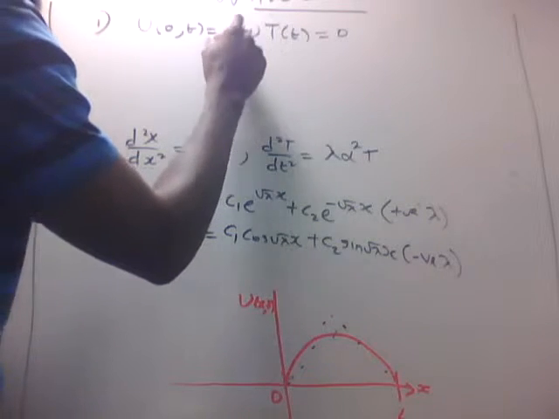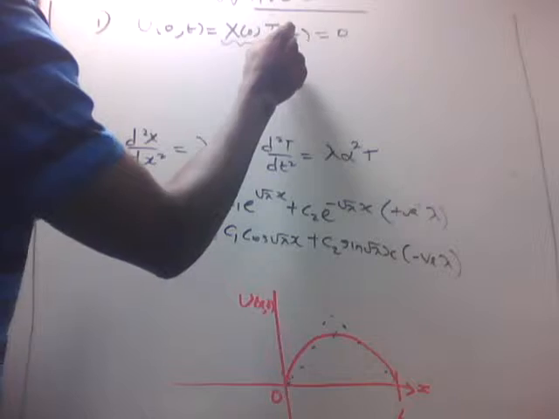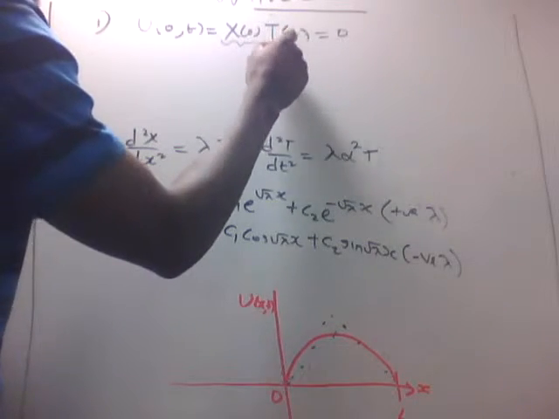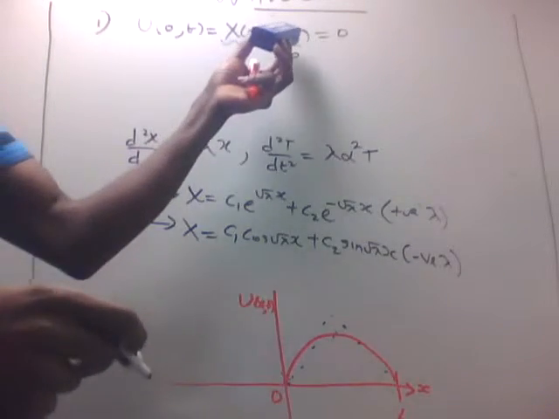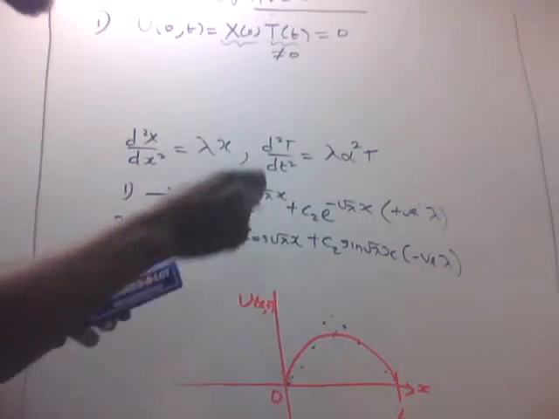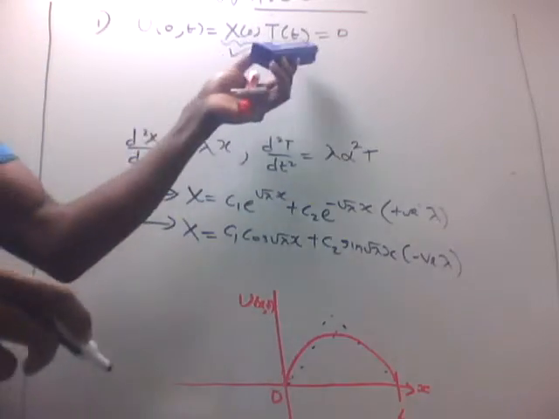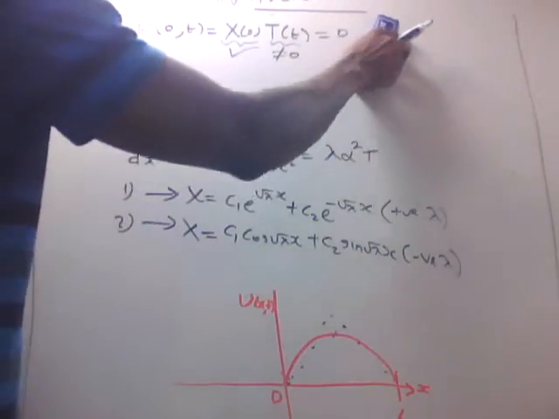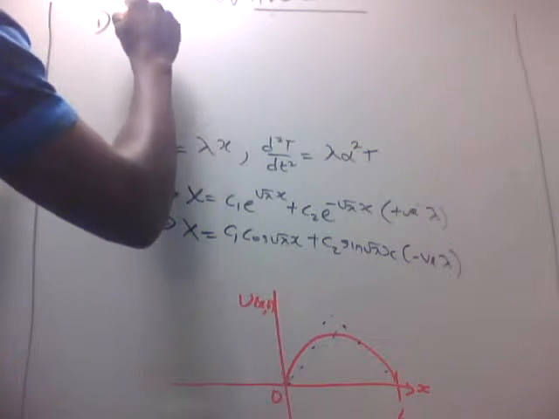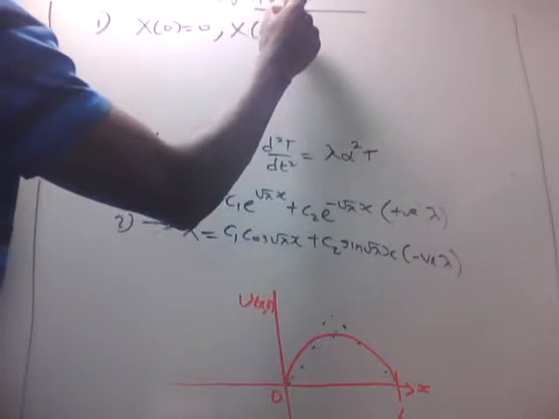This can only equal 0 if this or this equals 0. This being equal to 0 gives you the trivial solution, so we don't want that, because if T(t) equals 0, then u is always going to be 0 at any given time. Rather, we want X(0) to equal 0, otherwise we have the trivial solution. So for that reason, we work with the boundary condition X(0) equals 0, and the same way you can show that X(L) has to equal 0.